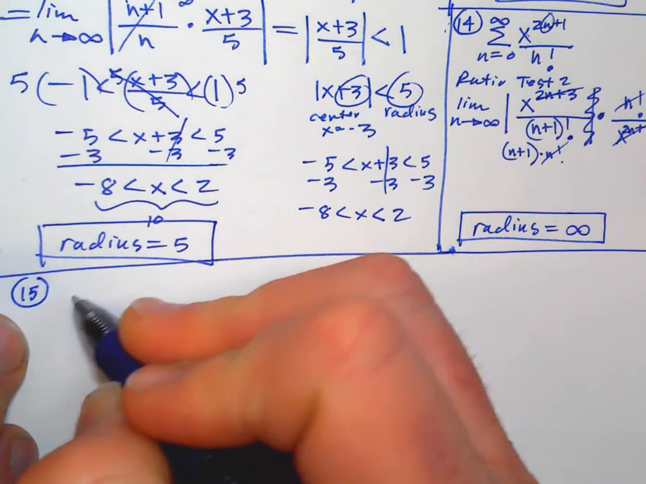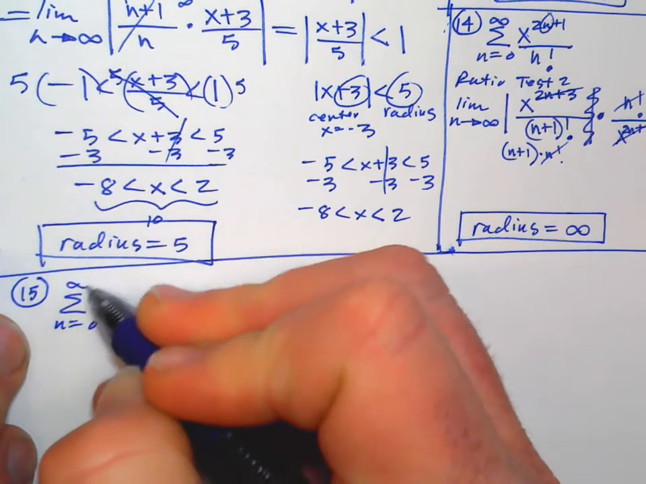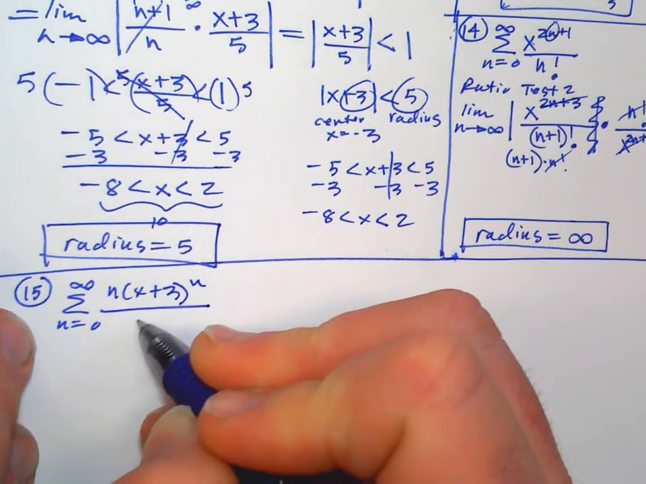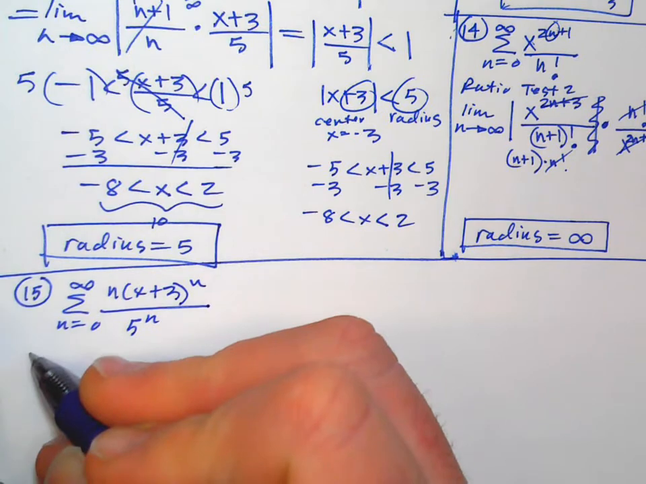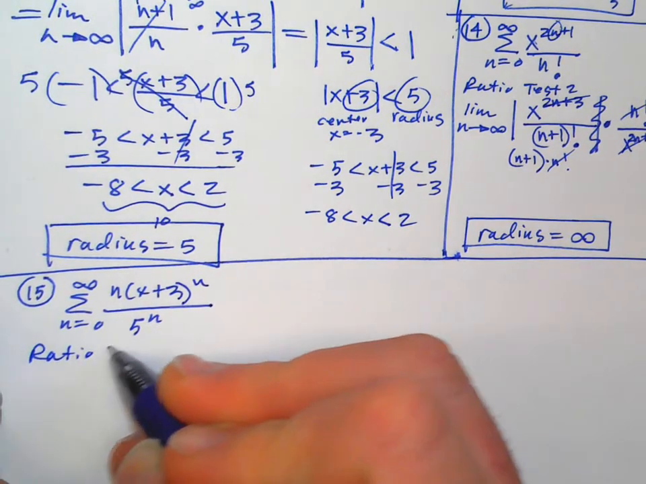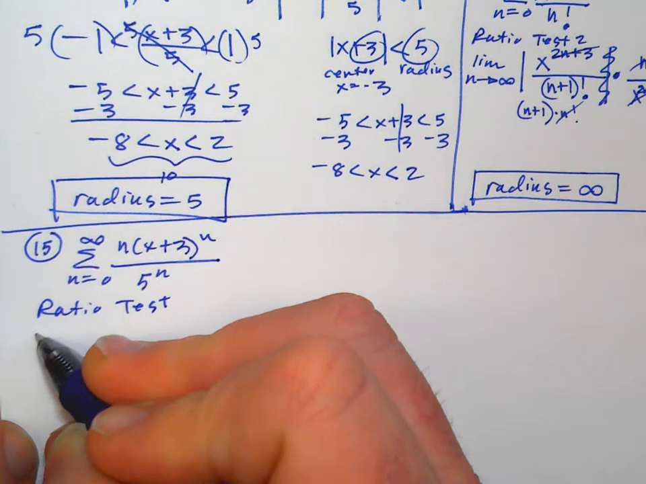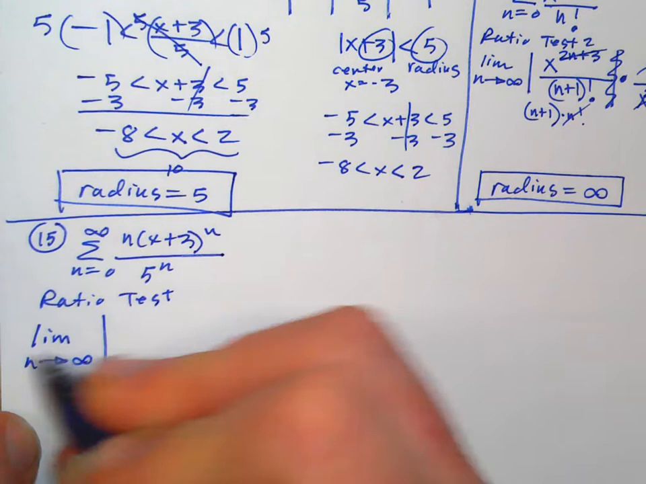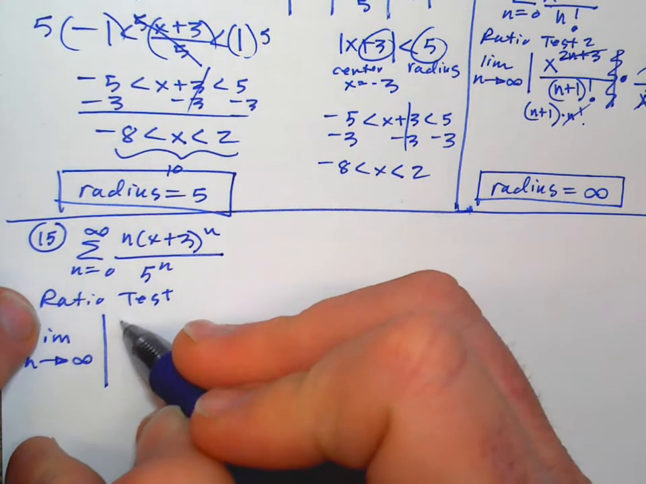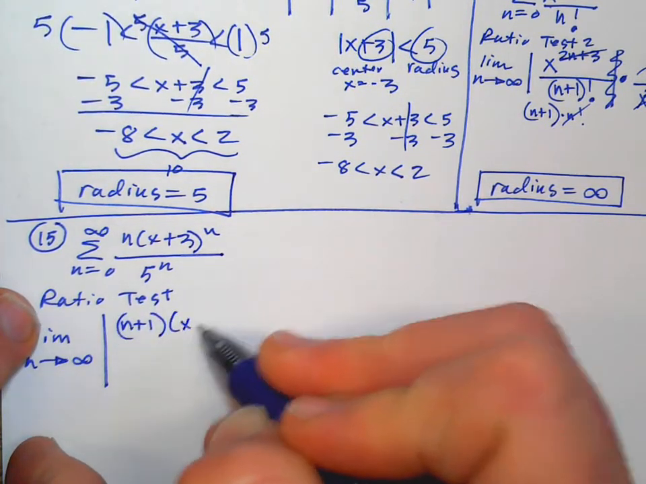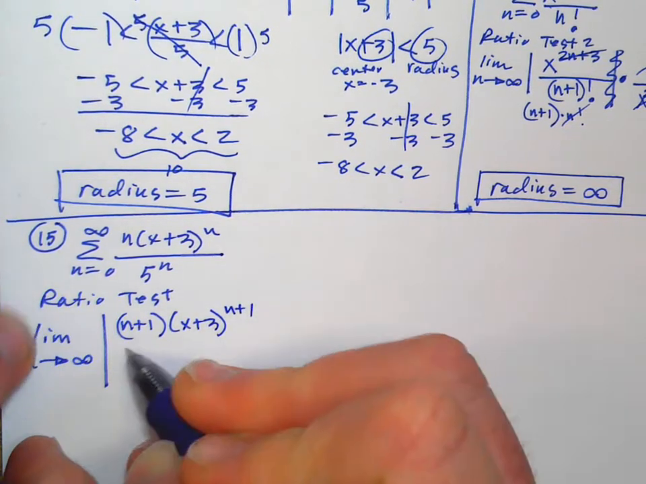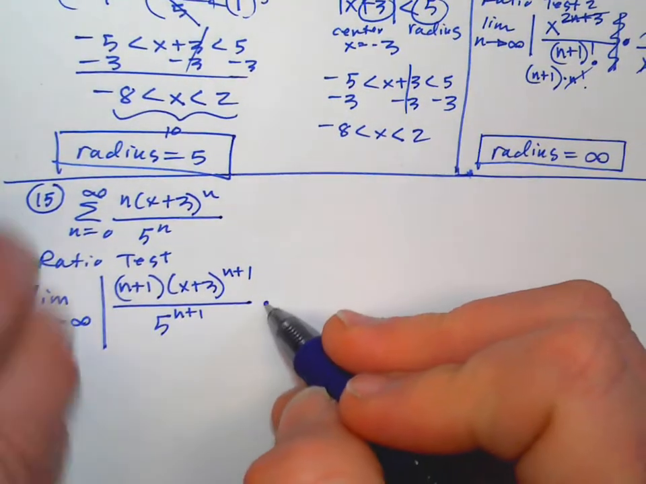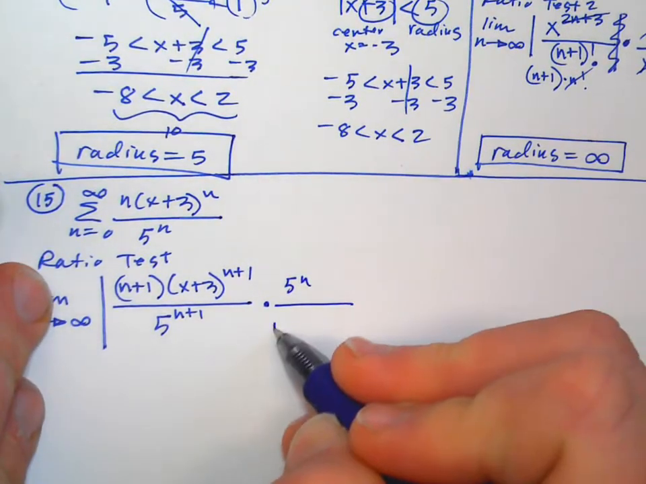Okay, 15. So these are all power series. So we're going to do the ratio test. I want you to write down the name of the test that you're using. For power series, we always start with the ratio test. Right, limit as n goes to infinity, absolute values, you need that. You need absolute values, otherwise I'm taking off points. The n plus 1 term divided by the nth term. Multiply by its reciprocal.